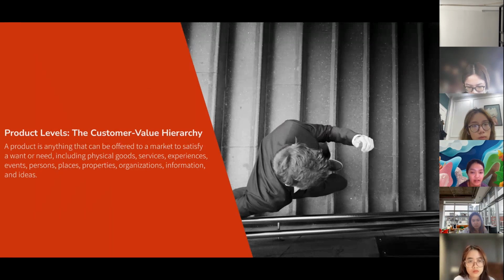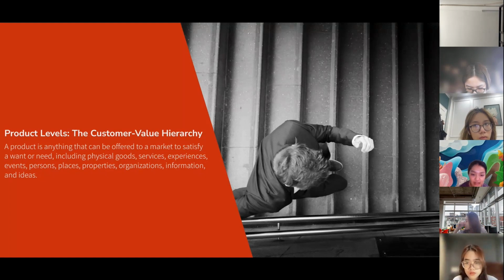We're going to use the customer value hierarchy, where a product is anything that can be offered to a market to satisfy a want or need, including physical goods, services, experiences, events, persons, places, properties, organizations, information, and ideas. We're going to have the five product levels. The first one, next slide, please.